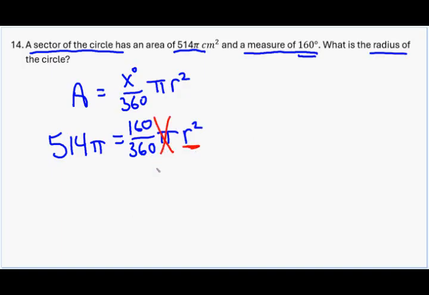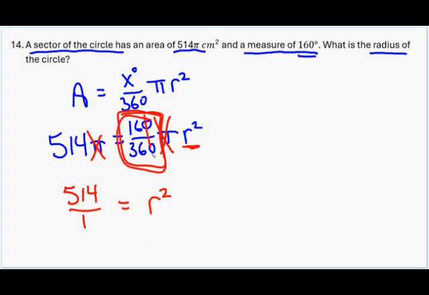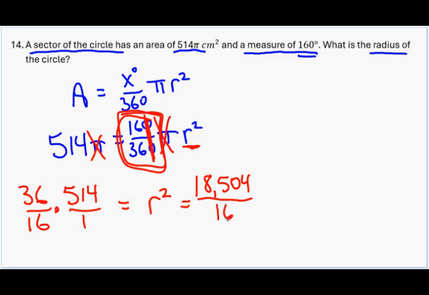So I would first divide out pi, divide out pi. Now on the left, we've got 514. I'm going to put that over 1. So to get r squared alone, we're going to multiply by the reciprocal of this. I'm going to drop the zeros and then just turn it over. So now it's 36 over 16. So we can just multiply straight across there. And when we multiply across, our numerators will give us 18,504, and our denominator will be 16. So I'm going to divide that 18,504 by 16.